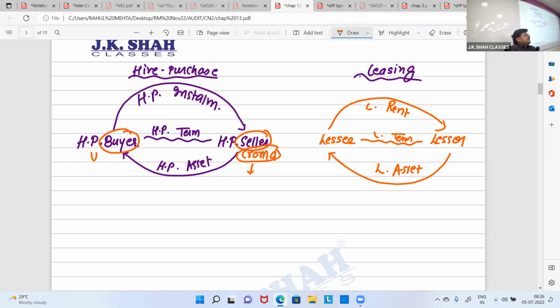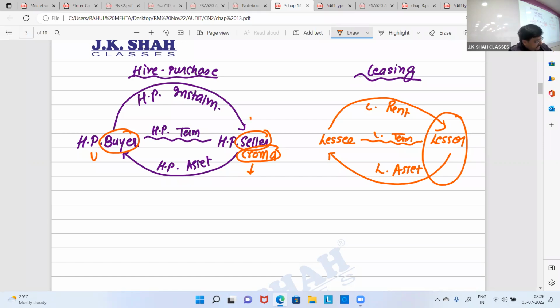Supposing I tell you it is a 36-month lease, for example. At the end of the 36 months, whenever the rent is paid, my simple question: will the lessee become the owner? No. Why? Ownership is not transferred. Exactly. That's the main difference between hire purchase and leasing.